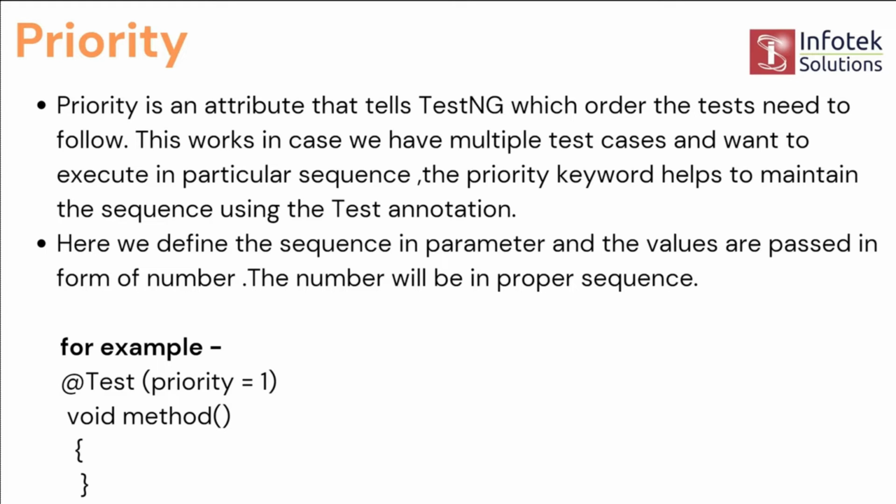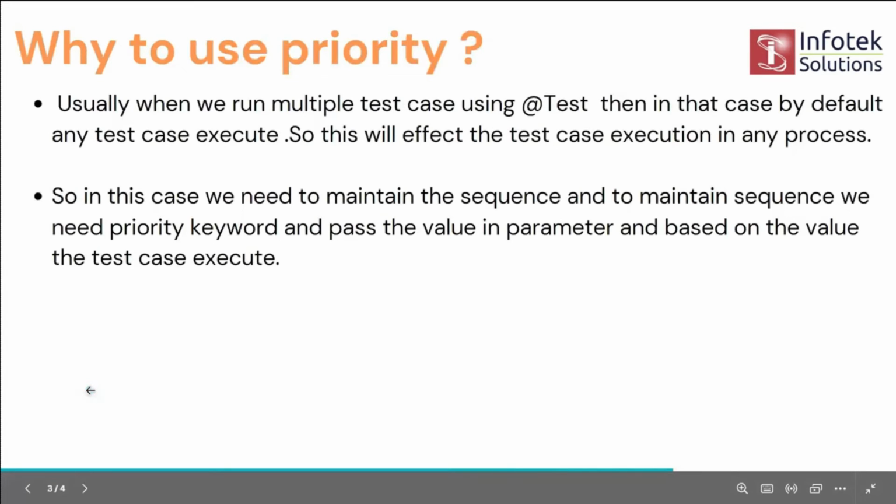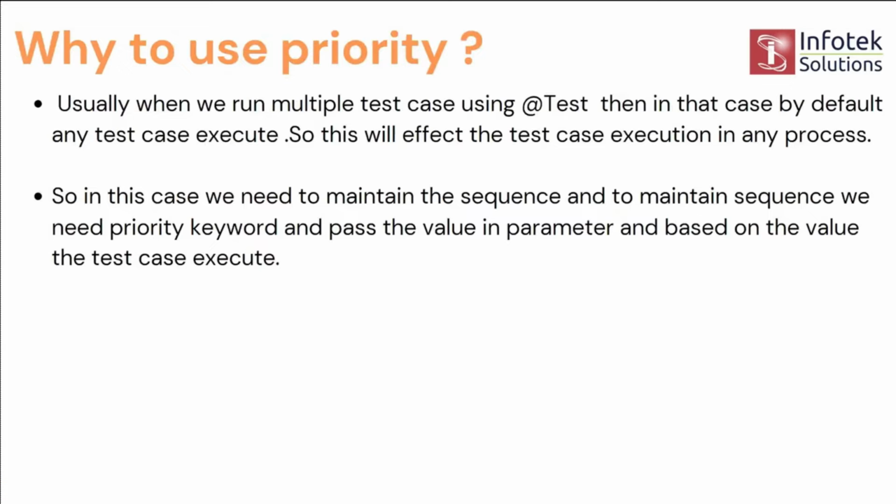So basically you can say here the sequence of test code execution is maintained. Now here we define the sequence in parameters and the values are passed in the form of numbers. So this is how it looks. This is the syntax of setting the priorities of the test cases. Now why to use this thing?